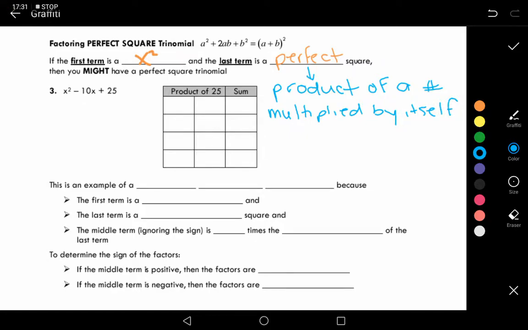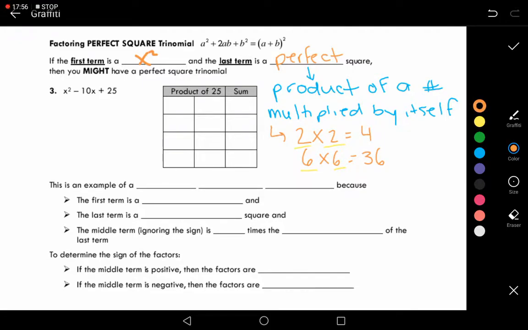So for example, what does that mean? It just means 4 is the product of 2 times 2. 36 is the product of 6 times 6. Okay, it just means that these two numbers that you're multiplying together have to be the same. That's all a perfect square means.